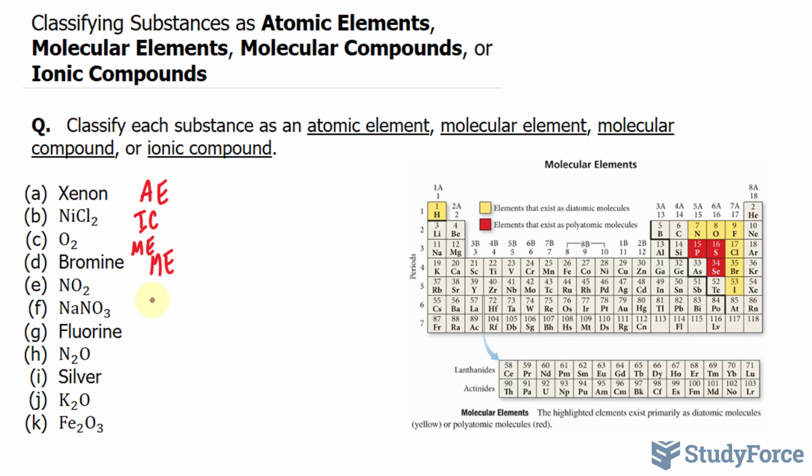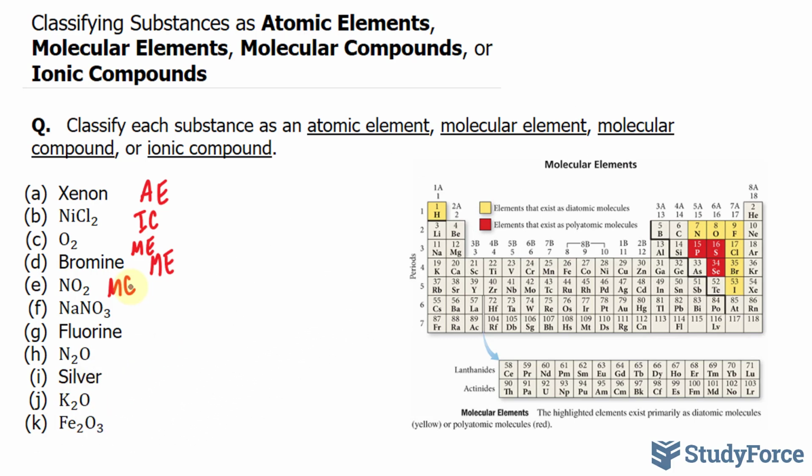In question E, we have NO2, nitrogen dioxide. Nitrogen dioxide consists of two nonmetals. Therefore, this is a molecular compound. When you have two nonmetals covalently bonded, we automatically assume that it's a molecular compound.